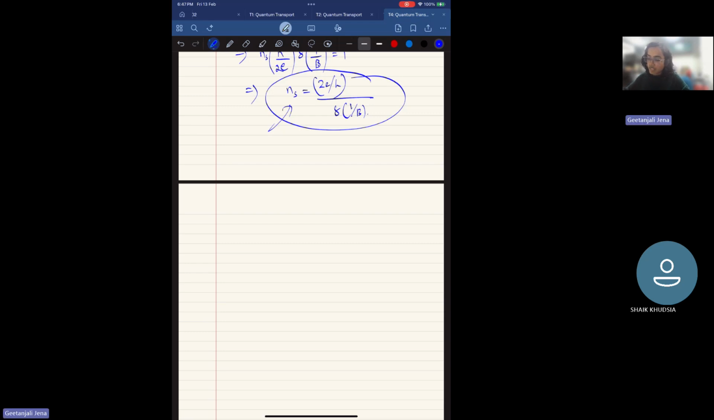And also we've seen the magnetic length, lB. This is given by root over ħ by eB, I think. This will give the spatial extent of the wave function in the lowest energy level.